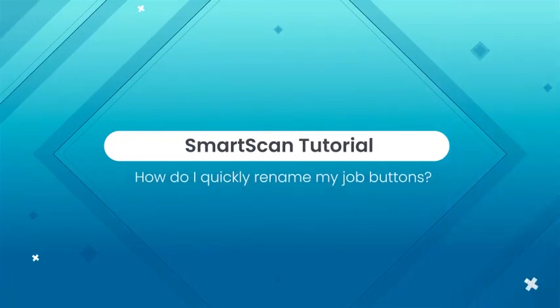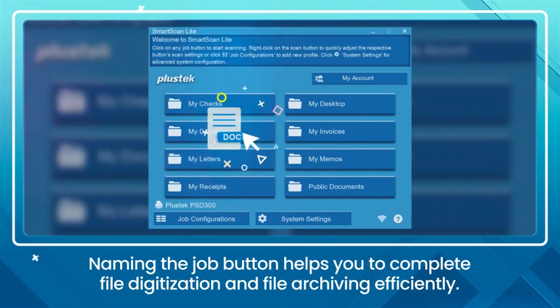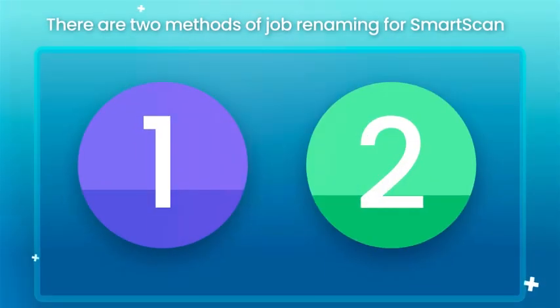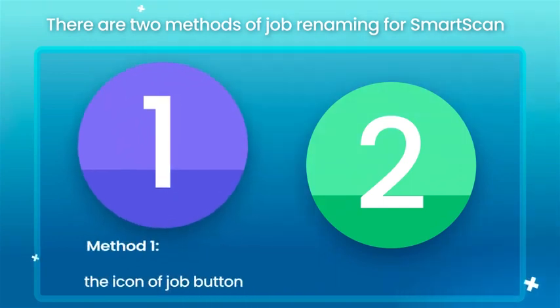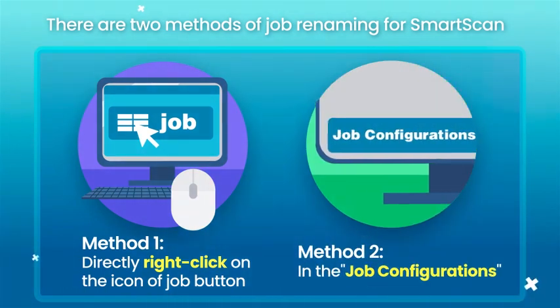SmartScan tutorial: how to quickly rename a new job button. Naming the job buttons helps you complete file digitalization and file archiving efficiently. On SmartScan, there are two methods to rename the job buttons: by directly right-clicking on the icon of the button, or by renaming the job button in the configurations.